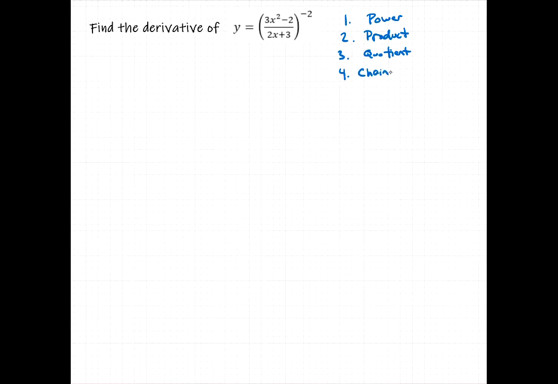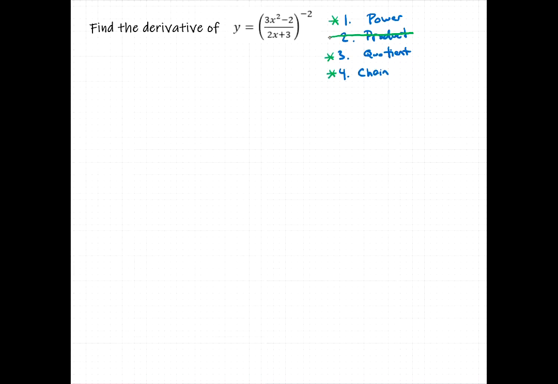So it looks like in this problem, 3 of these rules apply. We have an exponent here, so we're going to use the power rule. We have an expression that's a fraction in here, so we're definitely going to use the quotient rule. We have the quotient of two expressions with x. And we have an overall expression that could be written as the composition of two functions. So we have this inner function, which is the fraction, and the outer function, which is the negative 2 power. So we're going to use the chain rule. Product rule in this one is left out. Bye-bye, product rule.